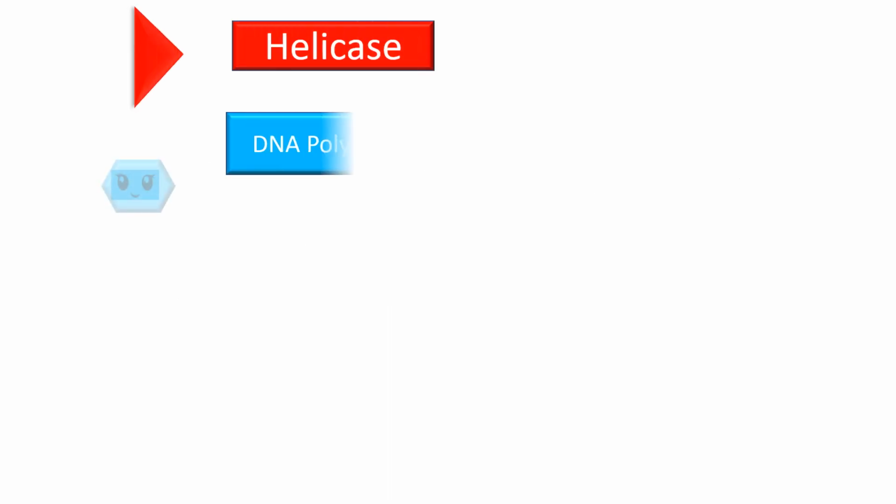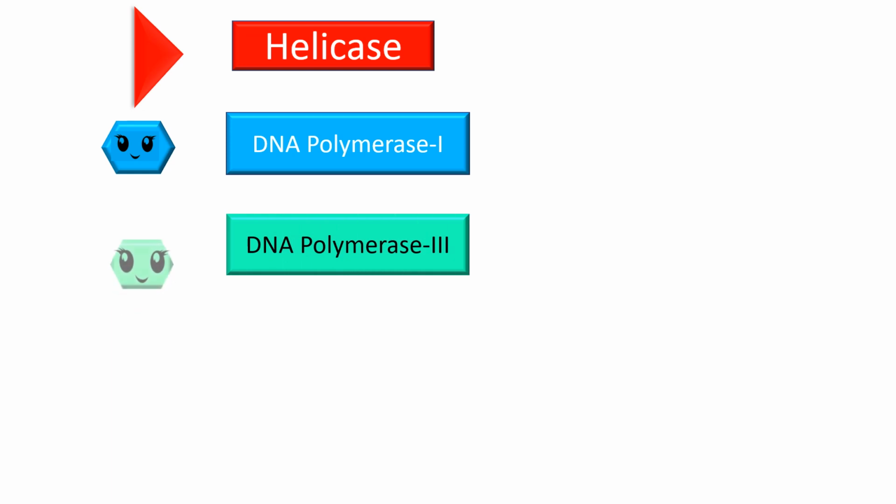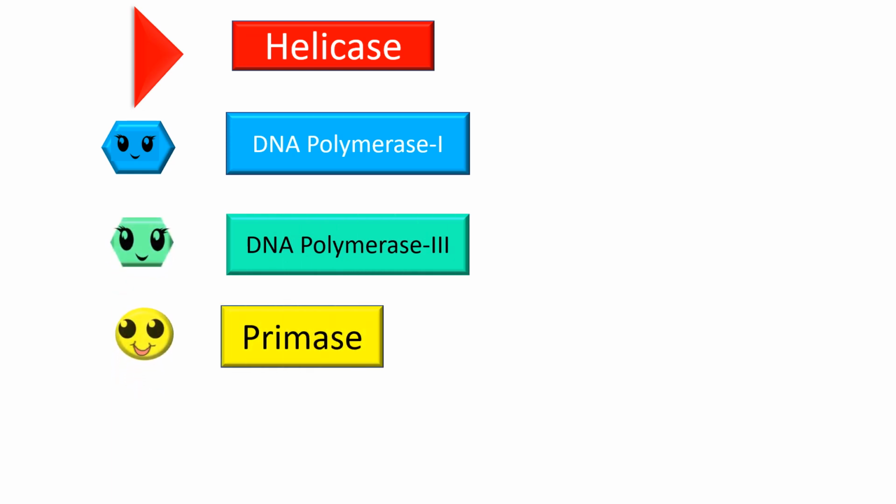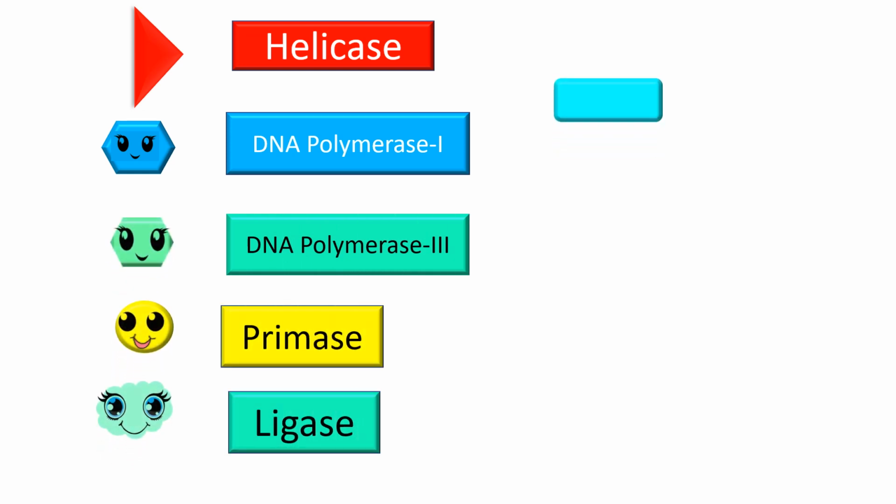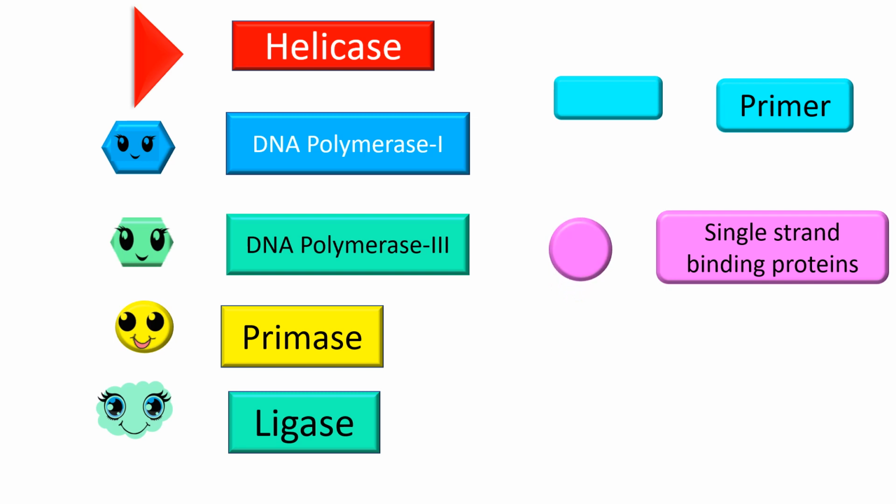Let's study this process of DNA replication in detail. DNA is synthesized on the existing DNA strands of the double helix of the DNA molecule. The entire replication process is carefully controlled by a number of enzymes and other proteins: helicase, DNA polymerase I, DNA polymerase III, primase, ligase, primer, single-strand binding proteins, topoisomerase.